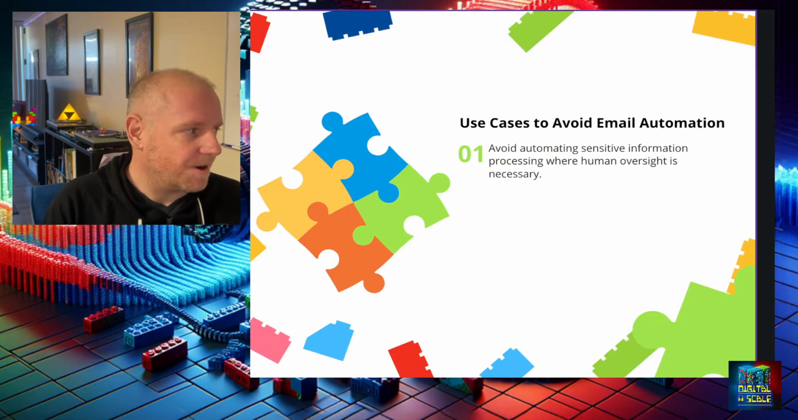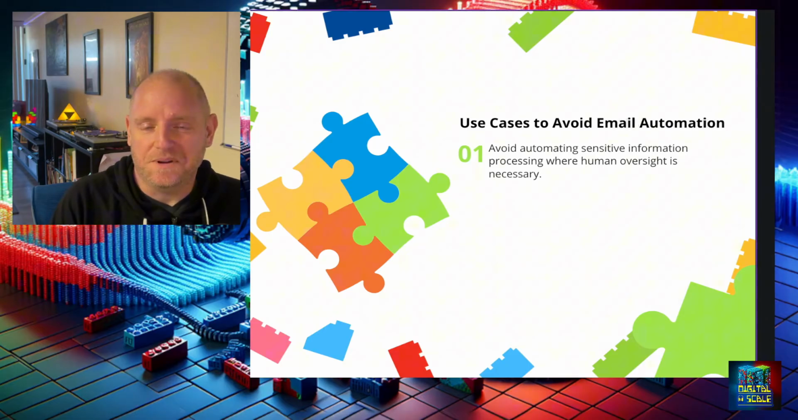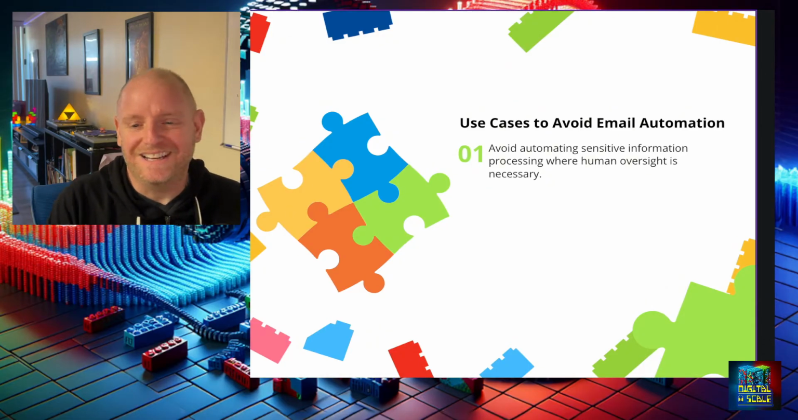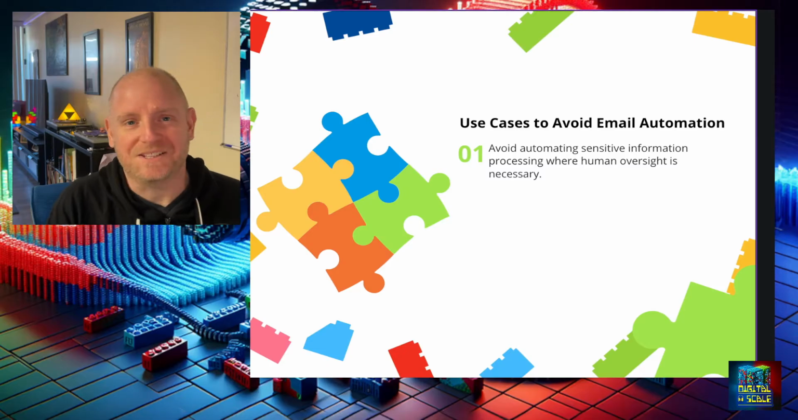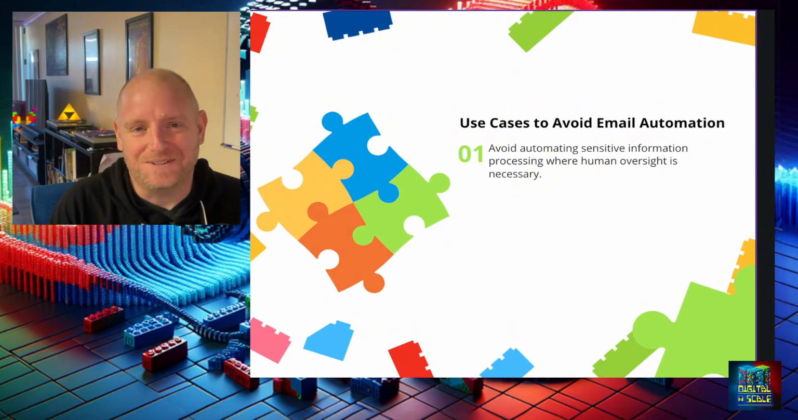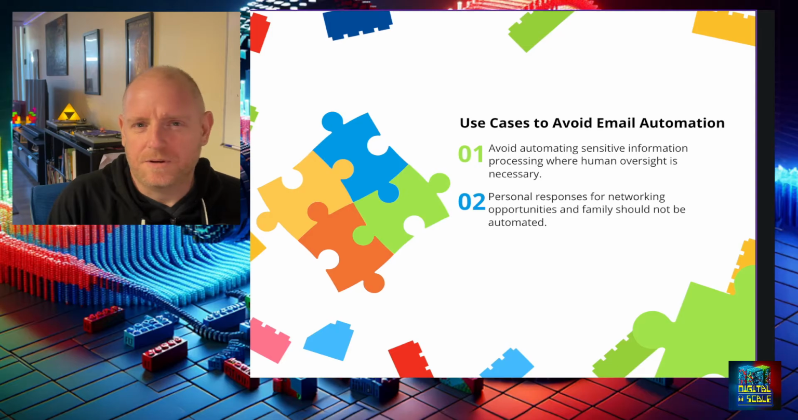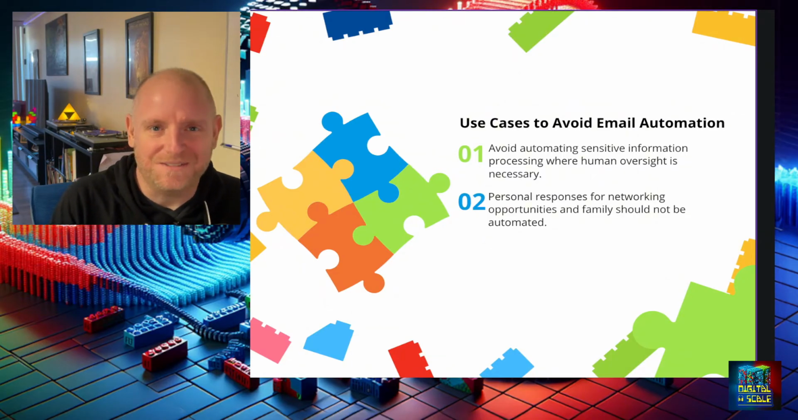Well, one, you don't want to automate sensitive information where you need a little bit of human oversight. You don't want to be automating your HR emails, for instance. Also personal, you want to keep it personal, right? Email is still a communication tool for a lot of business, and you want to still leave it open for networking opportunities. You don't want to automate emails to your friends and family. Keep that to yourself. This is not really the purpose of this one.